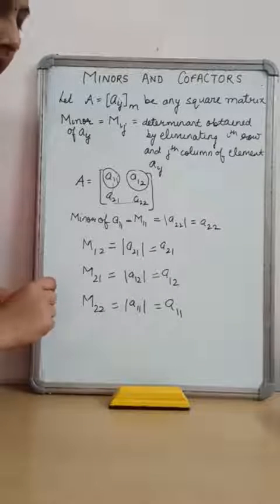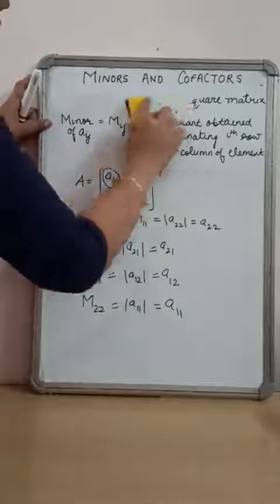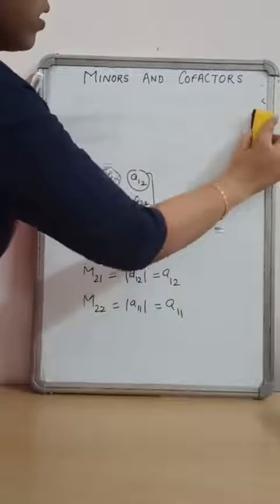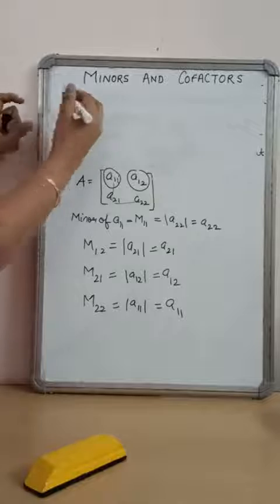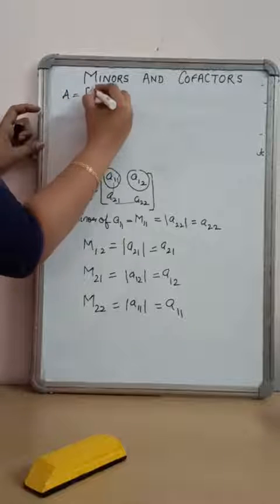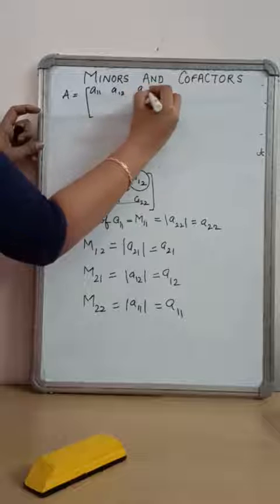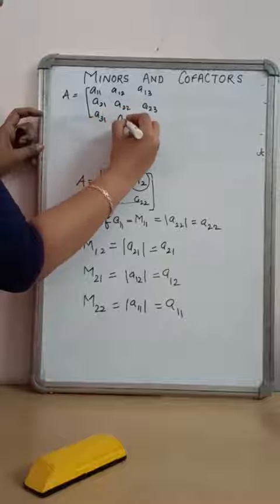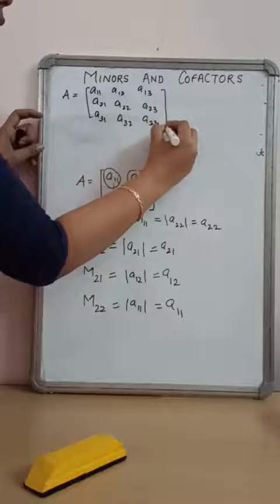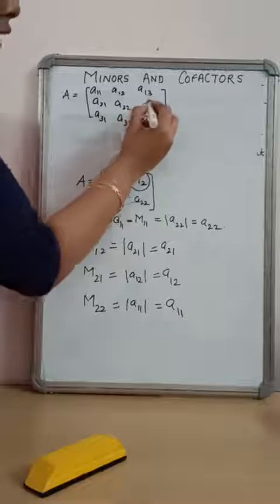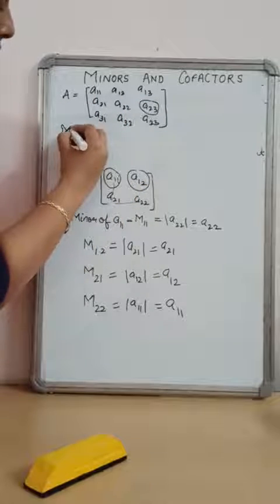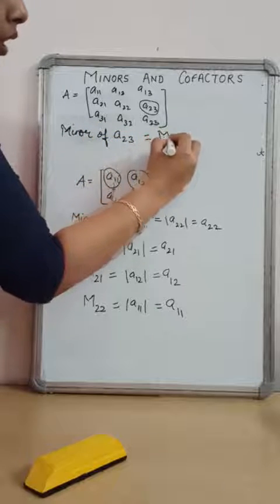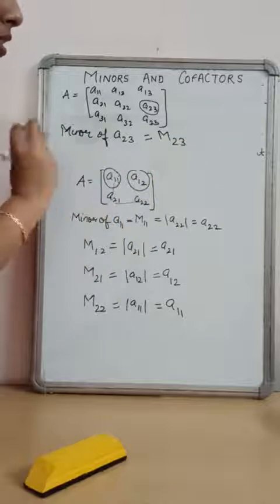See how we find there. Let us take A as A11, A12, A13, A21, A22, A23, A31, A32, A33. Let us randomly pick any element. Suppose I want to find the minor of A23. Then the minor of A23 will be M23. Now again, same process, nothing different.